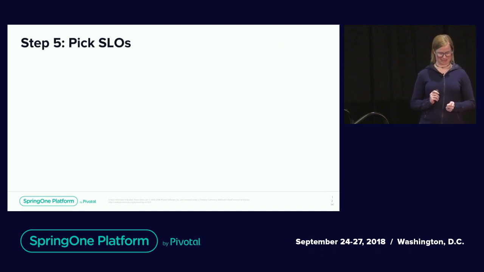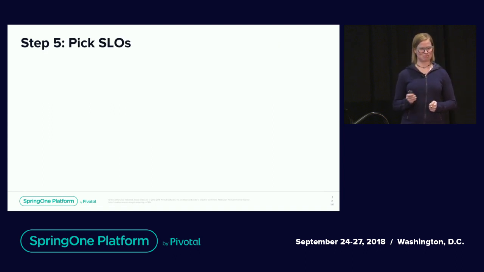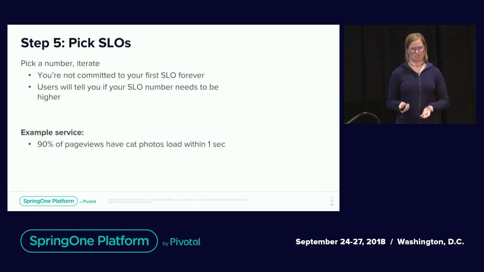Okay, back to our steps. Now we get to the title of the talk. We're going to pick our service level objectives. And luckily, you're all fans of Agile here, being friends of Pivotal. So this advice that I'm going to give you is going to work pretty well. And that is just pick a number and try it and see how it goes, and then iterate from there.